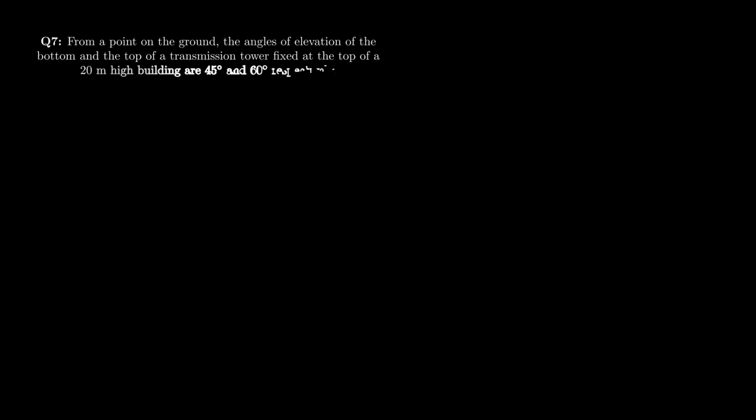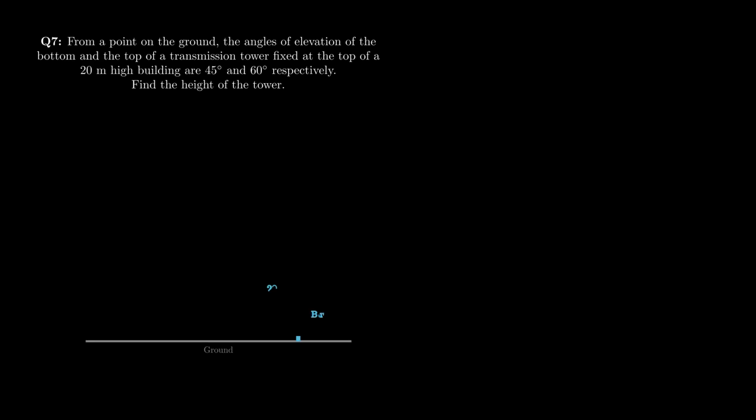Let's solve exercise 9.1, Question 7. From a point on the ground, the angles of elevation of the bottom and the top of a transmission tower fixed on a building are 45 and 60 degrees.